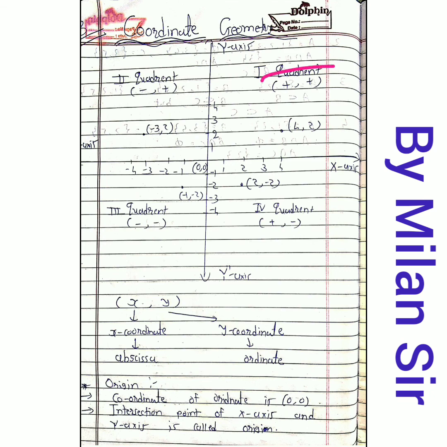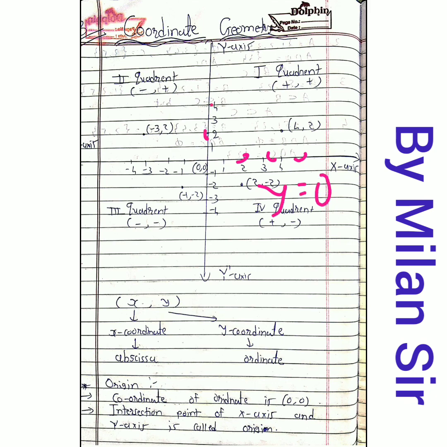The signs for the first quadrant are plus plus, for the second quadrant minus plus, for the third quadrant minus minus, and for the fourth quadrant plus minus. To fix the position of a point, we need to write two coordinates: first the x coordinate, then the y coordinate. The x coordinate is called the abscissa, and the y coordinate is called the ordinate. If our point lies on the x-axis, then the y coordinate is 0.